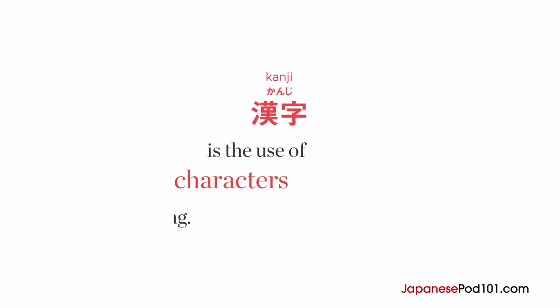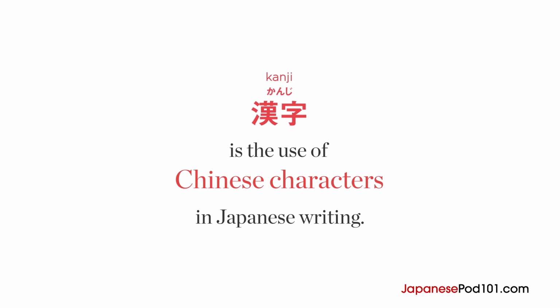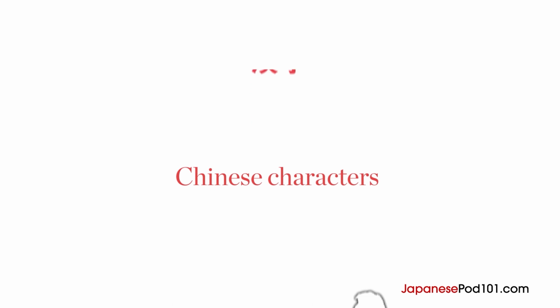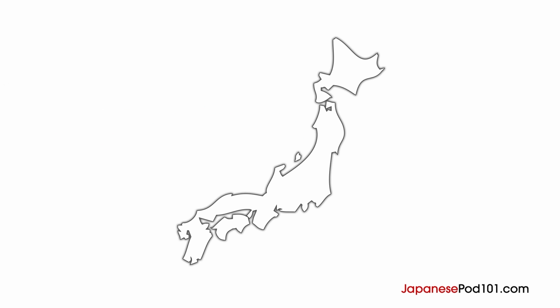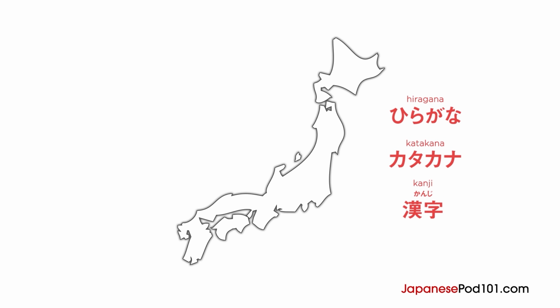The final script is kanji. Kanji is the use of Chinese characters in Japanese writing. This is because Japanese writing actually originated from China. Right. A long time ago, Japan only used Chinese characters. Today, we use all 3 scripts together to write Japanese.